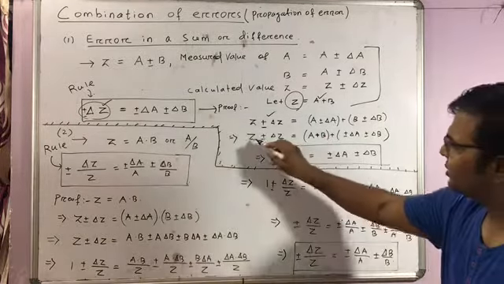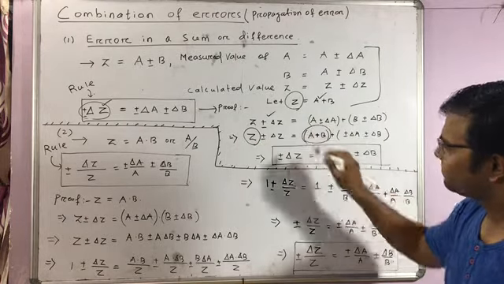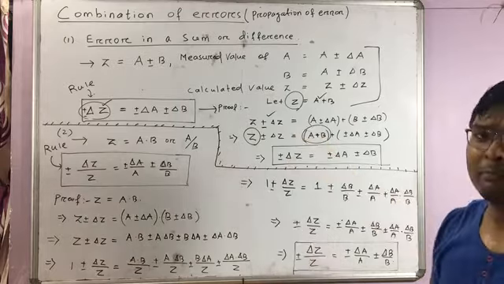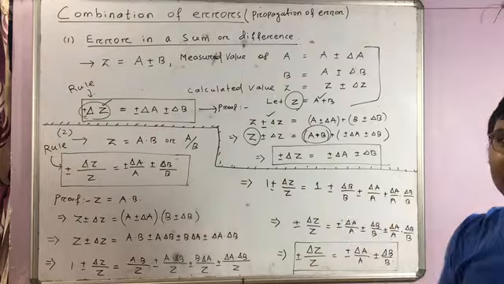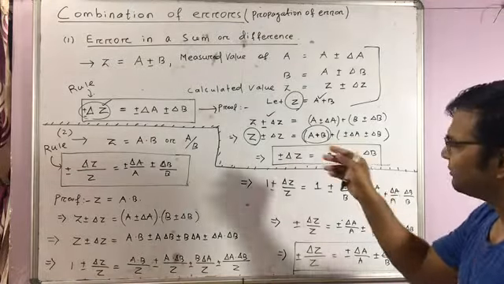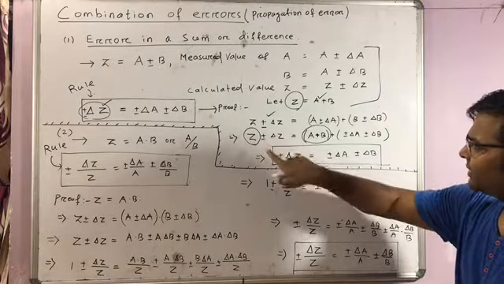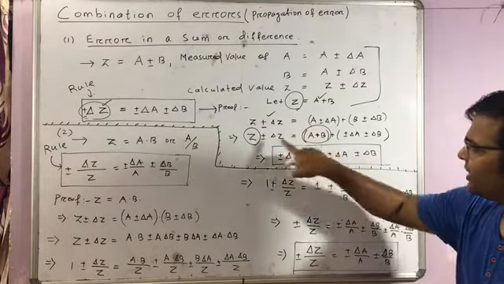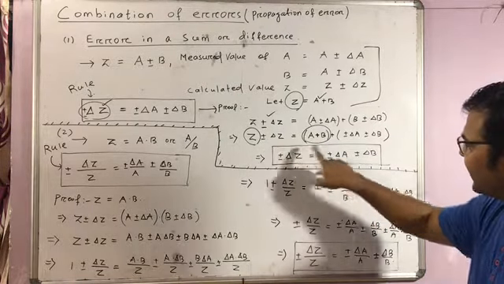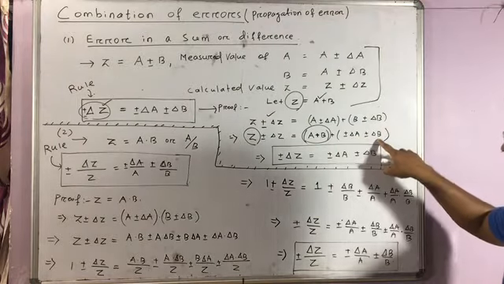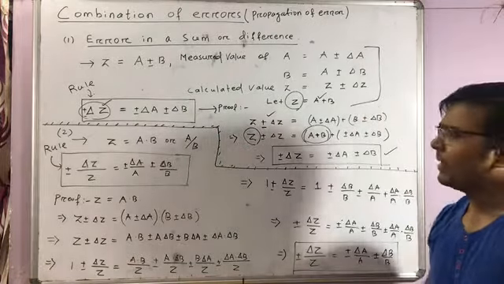You are going to get Z is equal to A plus B, meaning if here it is a true value, then definitely A plus B will be the true value of that measurement. And actually your measurement value may differ from that true value. So if you compare, here A plus B is equal to Z, Z got cancelled, and we are going to get delta Z will be given by delta A plus or minus delta B. So which is our, what the formula is suggesting.